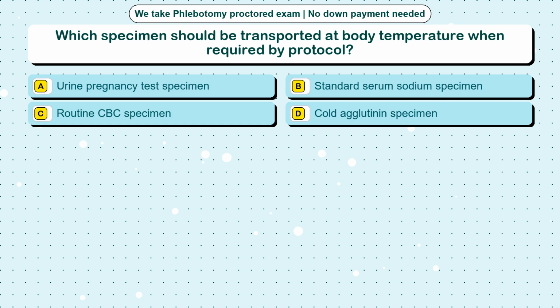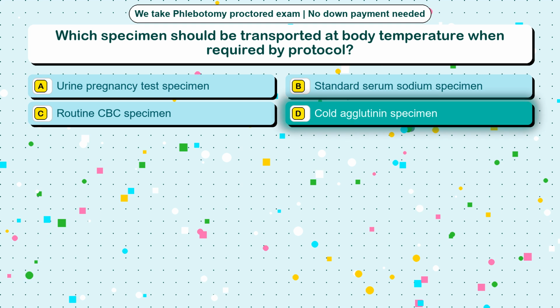Question 32. Which specimen should be transported at body temperature when required by protocol? Option A, urine pregnancy test specimen. Option B, standard serum sodium specimen. Option C, routine CBC specimen. Option D, cold agglutinin specimen.